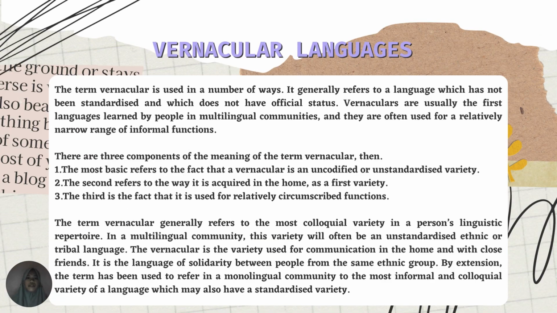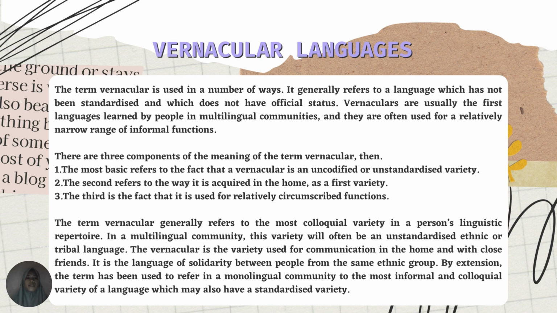Next, about vernacular languages. The term vernacular is used in a number of ways. It generally refers to a language which has not been standardized and which does not have official status. Vernaculars are usually the first language learned by people in multilingual communities, and they are often used for a relatively narrow range of informal functions. There are three components of the meaning of the term vernacular.